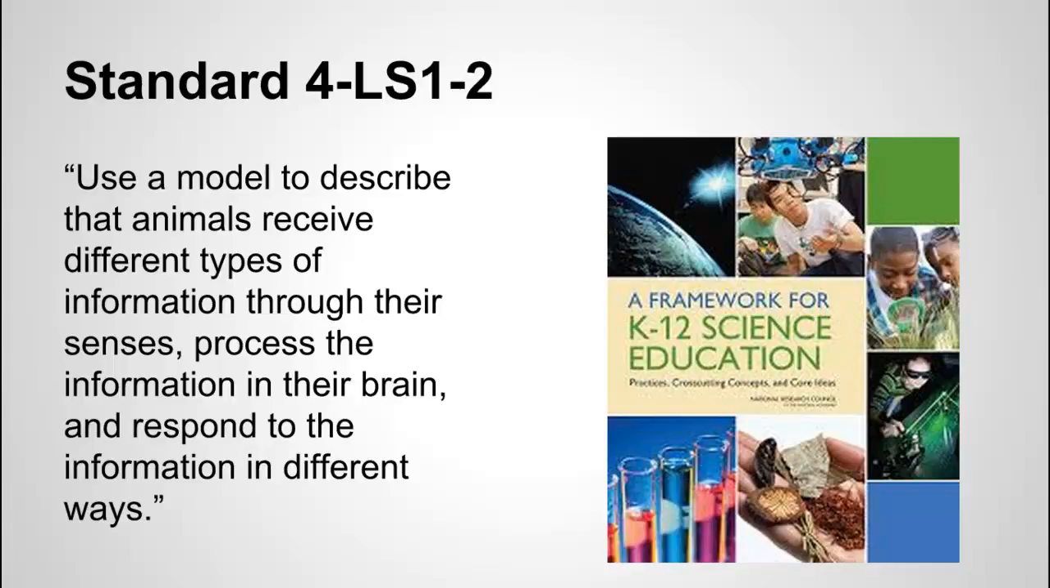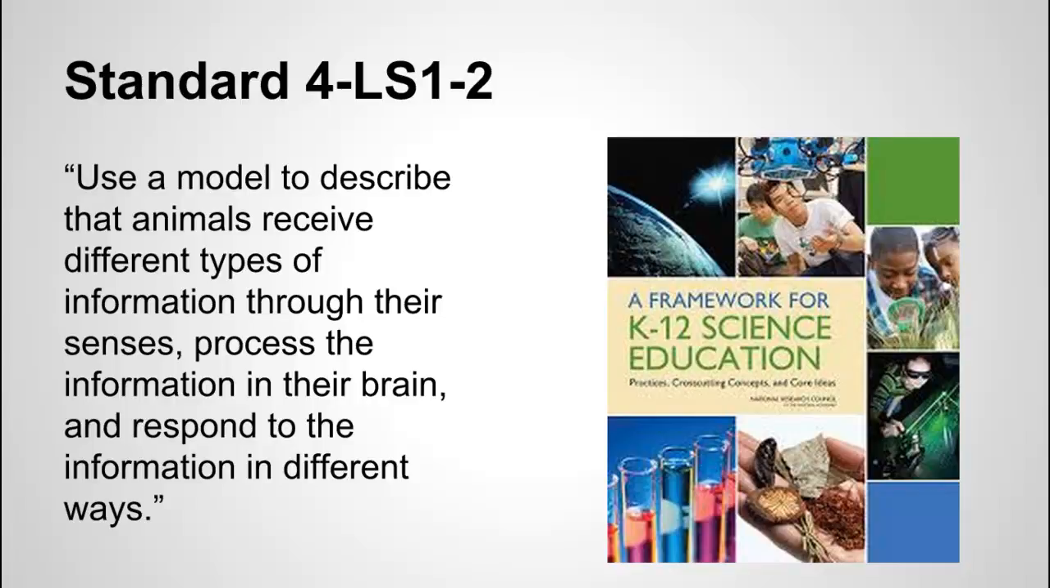My goal here is to break this Next Generation Science Standard into two pieces to help us better understand what it's actually saying. The first part is the part that we read, use a model, and that tells us what our students will be doing with this standard. The second part is where it says animals receive different types of information through to the end of the standard, and that describes what our students are learning through this standard.